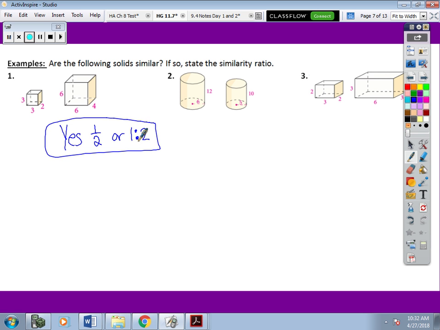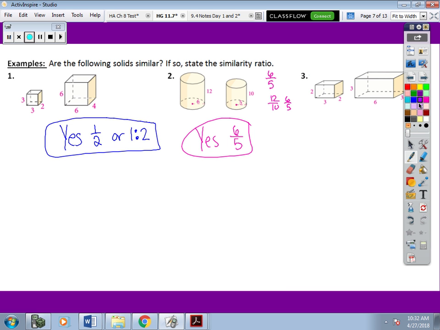Now the next one, we have two cylinders, so they are the same shape. Do we think that these are similar? Yes. What is their similarity ratio? 6/5. So this would be 6/5 for my radius, and then 12/10, which when I reduce that by a factor of 2, does give me 6/5. Remember that a cylinder only has 2 dimensions, a radius and a height. So this would be yes, 6/5.